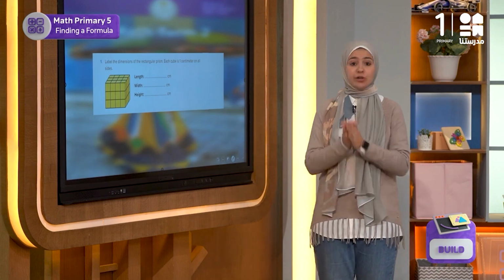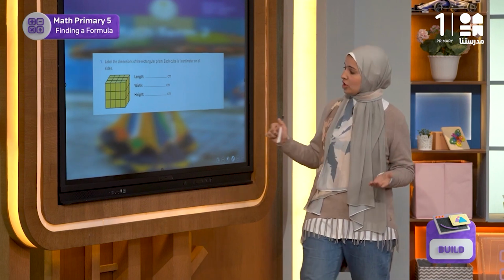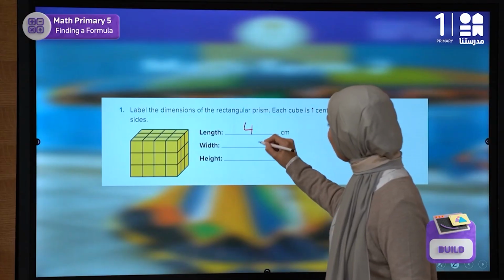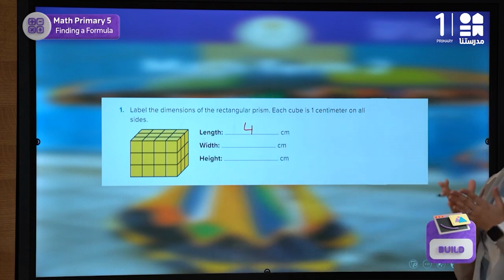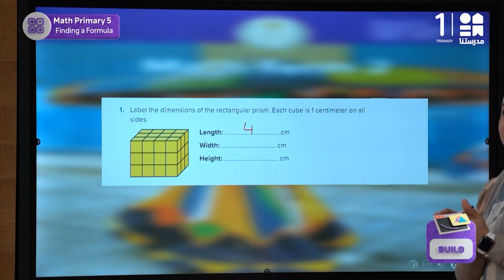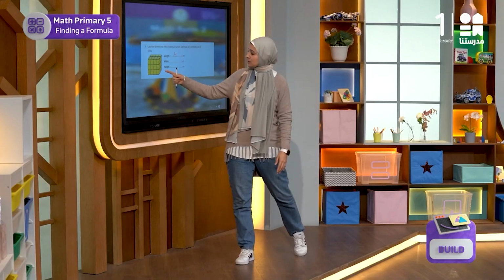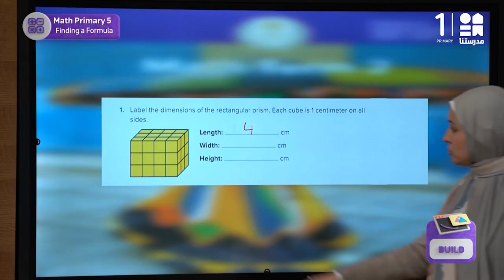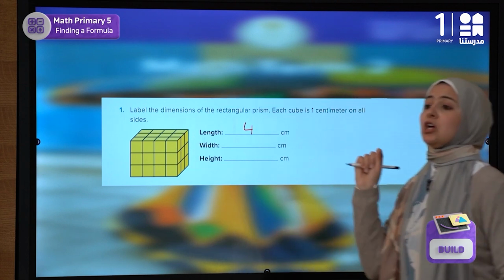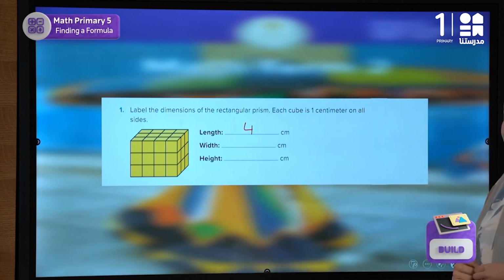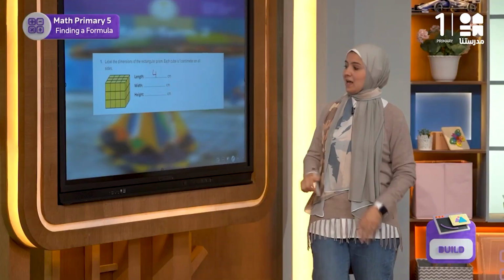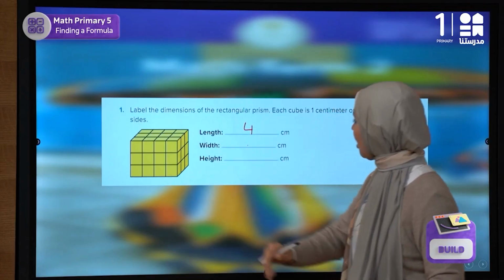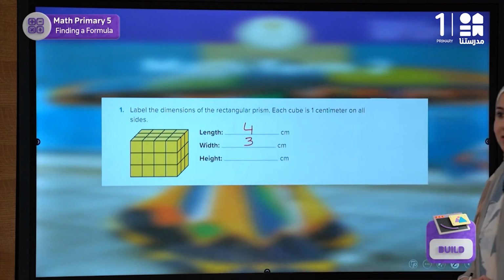Now we're going to record it next to the length. Let's check. This is the length, so I'm going to write 4 centimeters. Now the second dimension, which is the what? It's the width. It is represented by the number of cubes on this side like that. So how many cubes are there? Let's count. 1, 2, 3. So these are 3 cubes. So the width of the rectangular prism is 3 centimeters. Let's record it over here beside the width, like that.